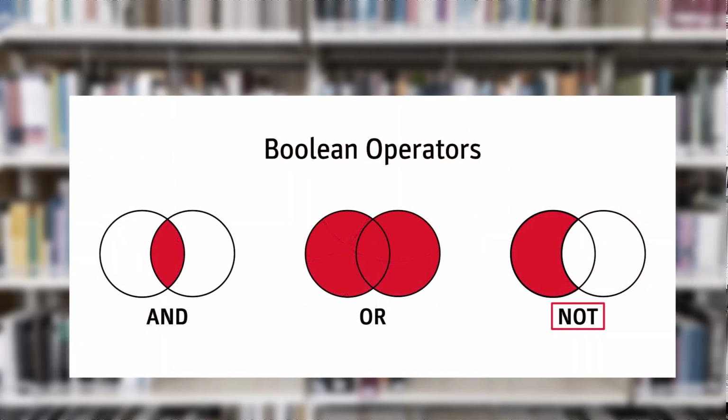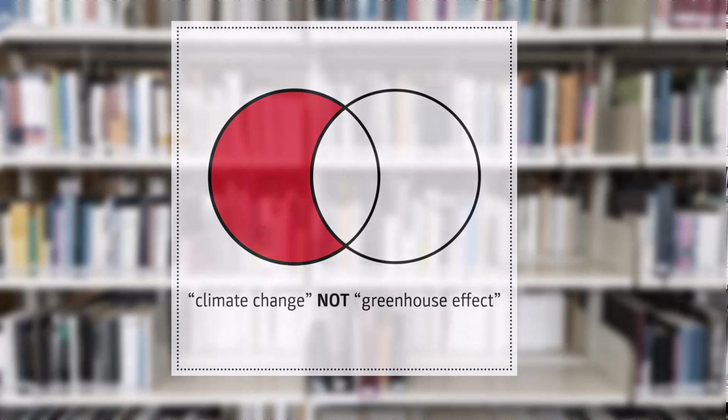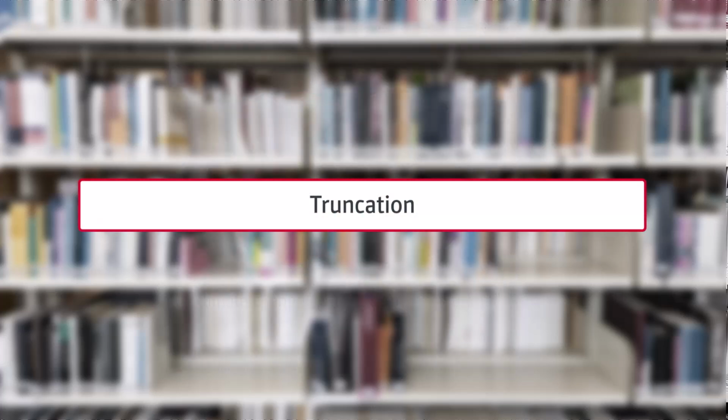The not operator is used when you want to exclude a specific topic from your research. For example, if you want to focus on climate change but not on the specific reasons and causes of the greenhouse effect. Another option to modify the search results is truncation.